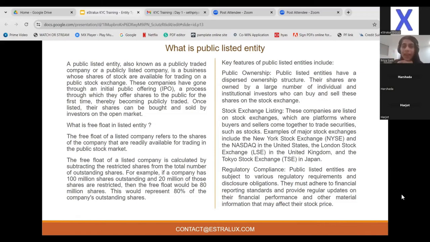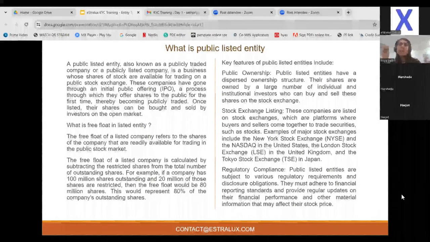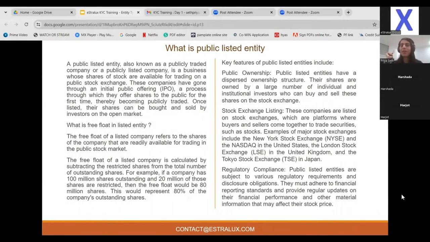And then on the right hand side, you have the key features of a public listed entity, which includes public ownership. They have very dispersed ownership, meaning it is publicly traded. So it is not like Khushbu and I own 50-50%. It would be like 0.01% is owned by one person, 2% by another person, 3% by another person. So that means it has very dispersed ownership. Their shares are owned by a large number of individuals, and institutions, who can buy and sell these shares on the stock exchange.